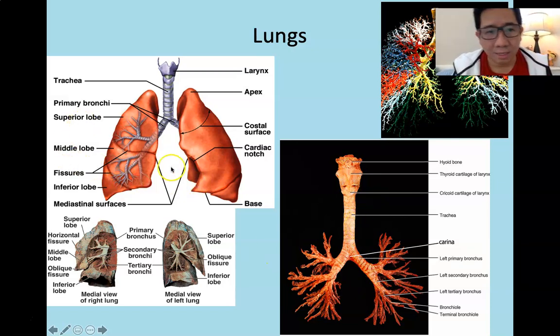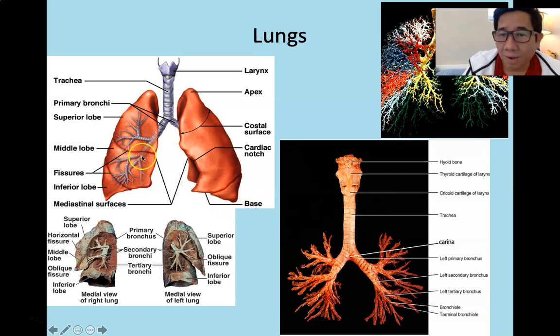Another thing to mention really quickly, the lungs. You need to know this for your lab. You have this on the lab video, but the right side of your lungs has three lobes: the superior lobe, middle lobe, and inferior lobe. On the left side of your lungs, you only have two lobes, the superior lobe and inferior lobe. So the difference is the right side has three, the left side has two.